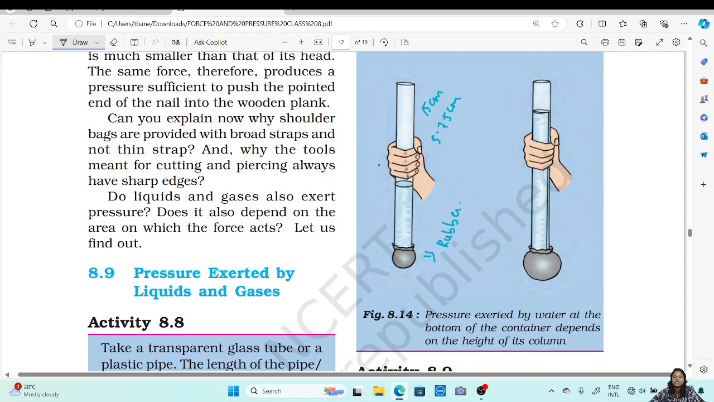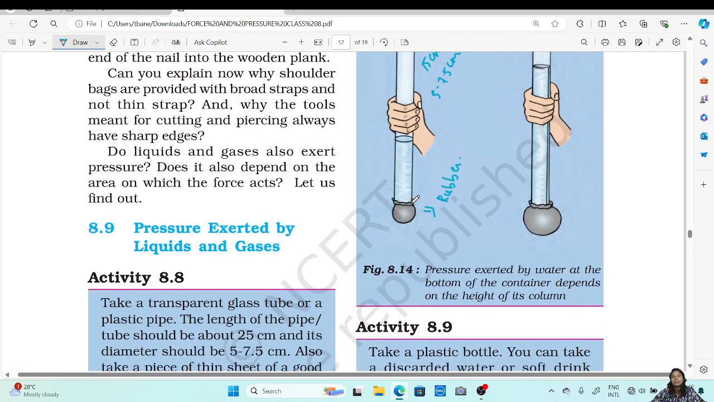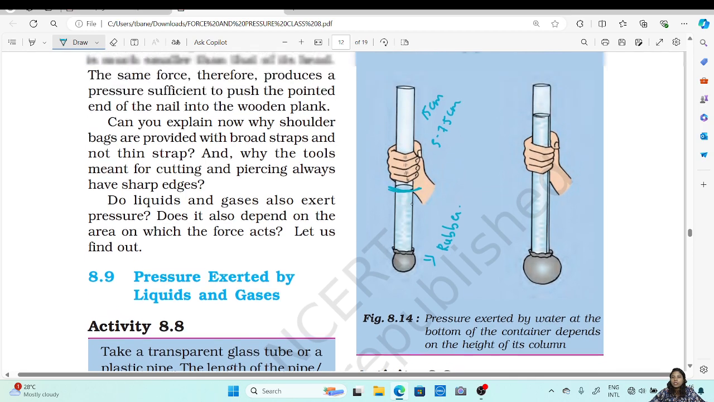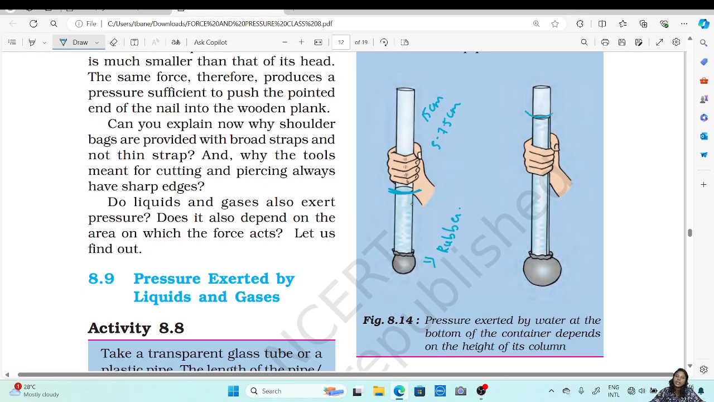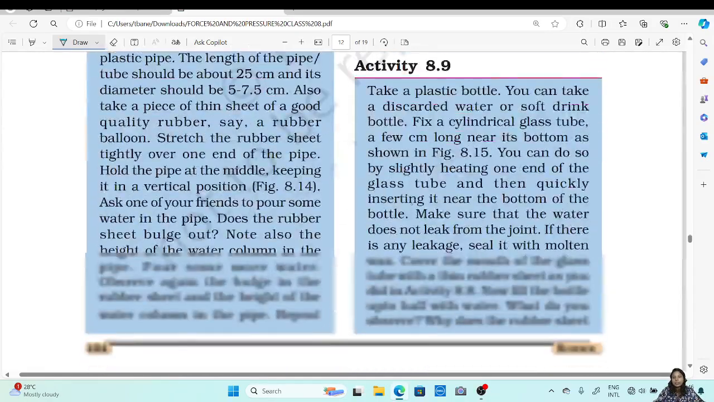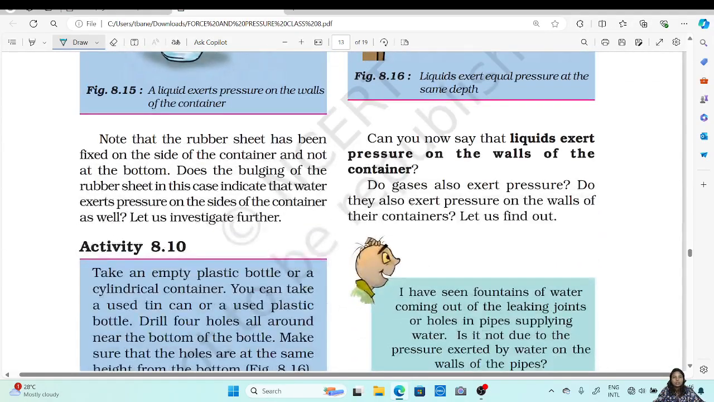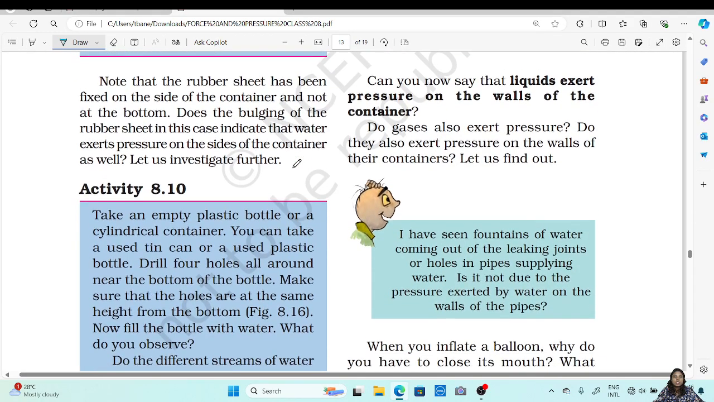Initially they added a little amount of water. See, the water quantity is less. Then they doubled the water quantity, and what they saw was that the balloon bulged out even more. The size of the balloon grew bigger. So now why is this happening? See, the bulging of the rubber sheet in this case indicates that the water exerts pressure on the sides of the container as well.